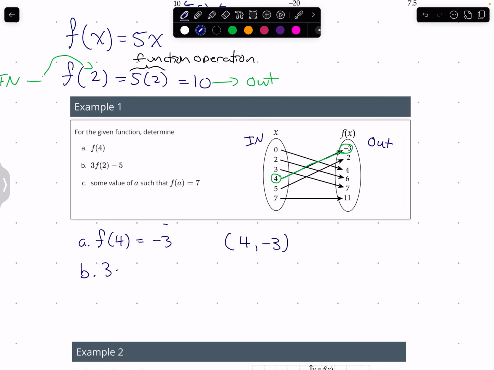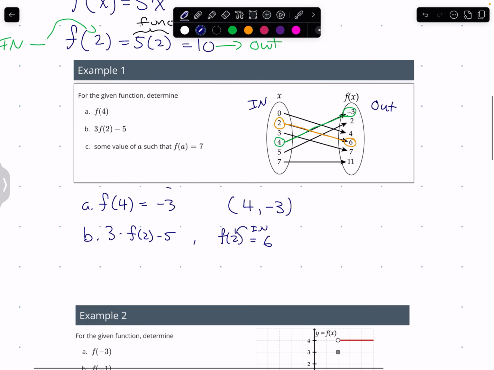Here, it's a little stranger. 3 times f of 2 subtract 5. I need to know what f of 2 is in order to evaluate this. So that means my input is 2. I find 2 in my list, and I see where does it go? It goes to 6. So f of 2 gets mapped to 6. Then I can evaluate this by replacing f of 2 with its value, which is 6. So I replace f of 2 with 6, subtract 5, gives me 18, subtract 5, gives me 13.